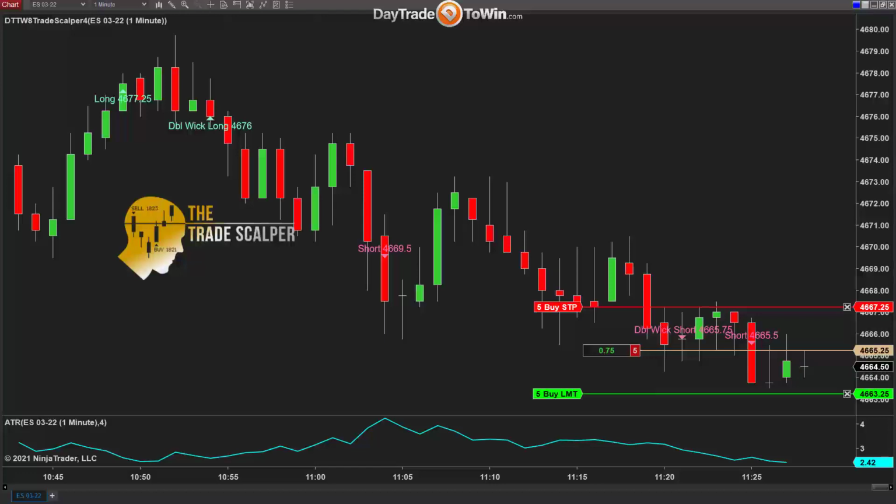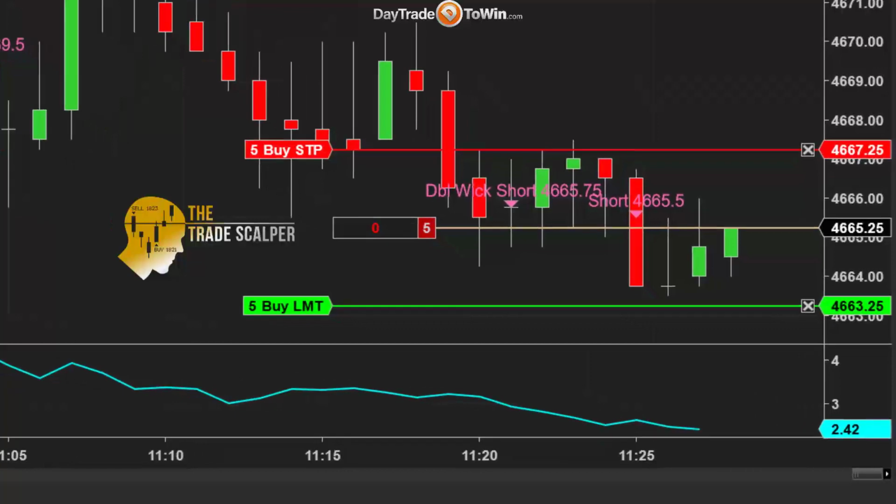Remember, we can't trade with the same target and the same stop in every situation that arises in the market. If the market is strong, we have to adjust. If the market is slow, we also have to adjust with a smaller target and a smaller stop. And what I teach is that the ATR, the average true range, helps us identify that.